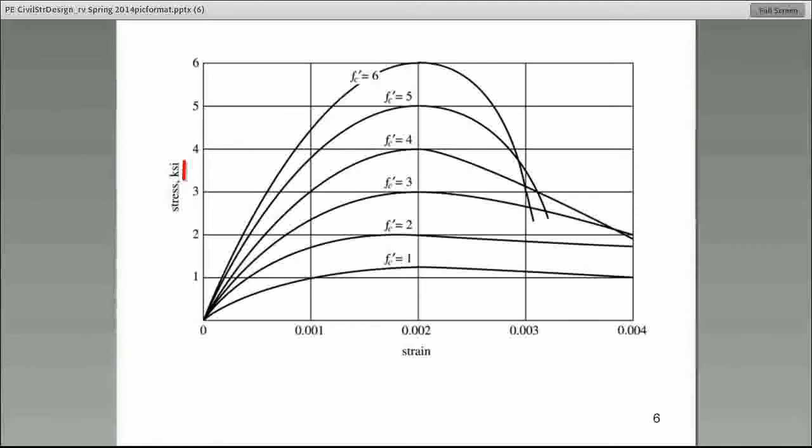So let's summarize that. With this family of curves, and this is true with all concretes basically, when the strain is 0.002, we assume that the concrete achieves its highest stress. All right. Now, what else? What else can you tell me?